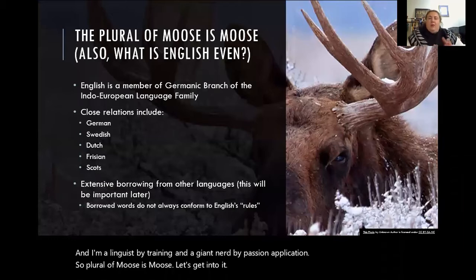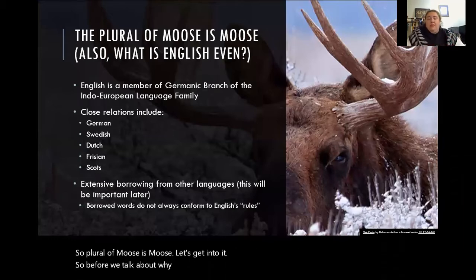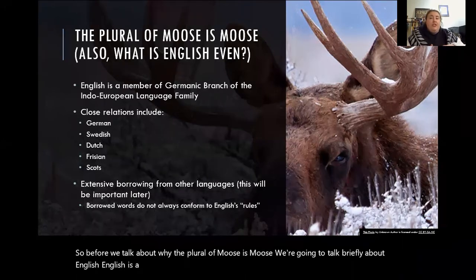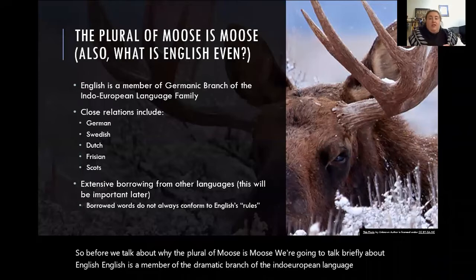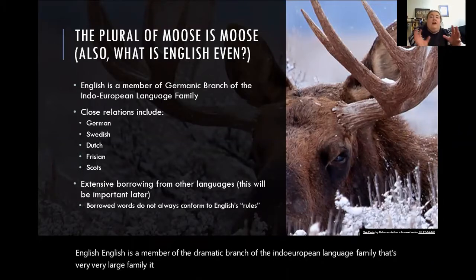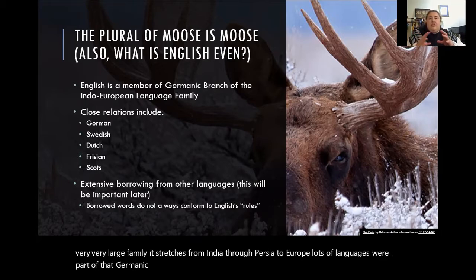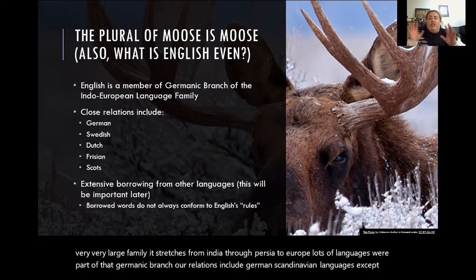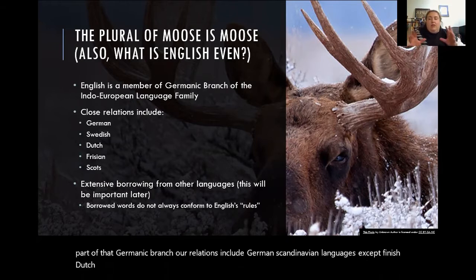Before we talk about why the plural of moose is moose, we're going to talk briefly about English. English is a member of the Germanic branch of the Indo-European language family. That's a very, very large family. It stretches from India through Persia to Europe. Lots of languages. We're part of that Germanic branch. Our relations include German, the Scandinavian languages, except Finnish, Dutch, Frisian, Scots, a whole host of other ones that I can't remember off the top of my head.